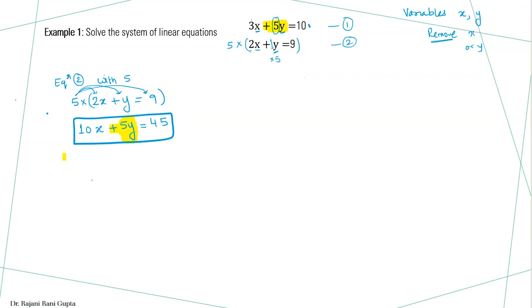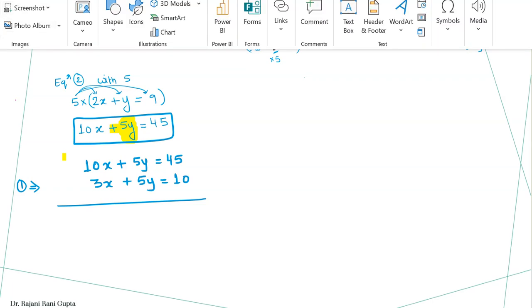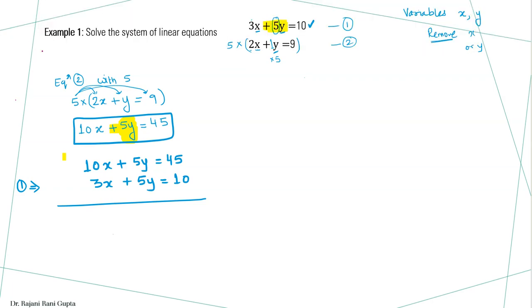Okay, and this is your equation 1. So let's write it again. 10x plus 5y equal 45. And your equation number 1, because we didn't change anything here, it's the same. 3x plus 5y equal 10. Now the coefficient of y is the same in both the equations. So what we will do, we will subtract them. So we do the minus.